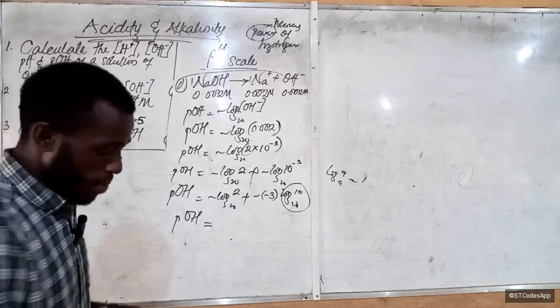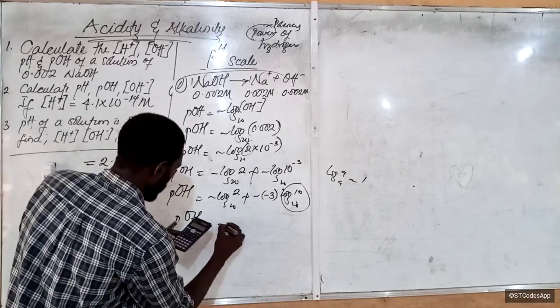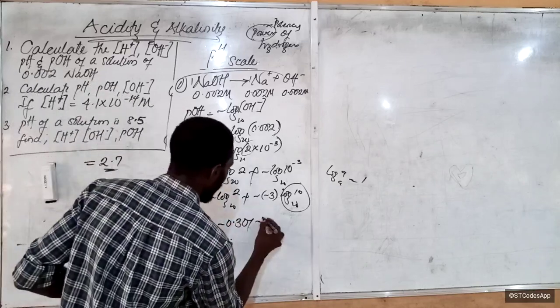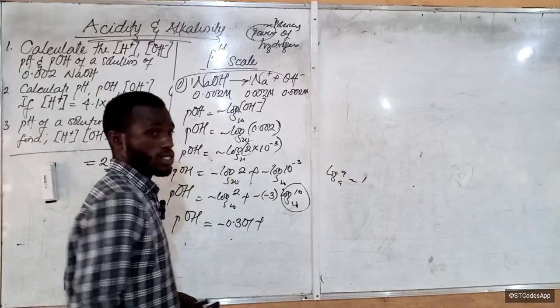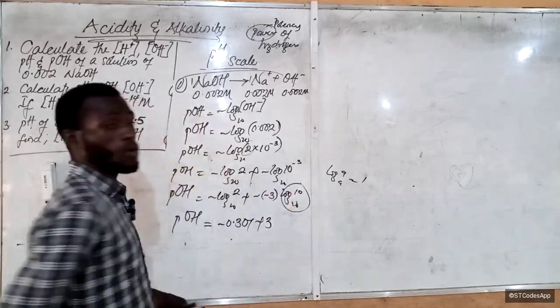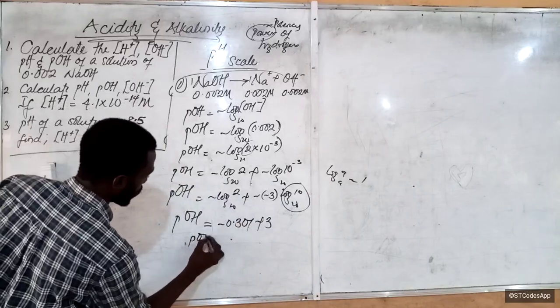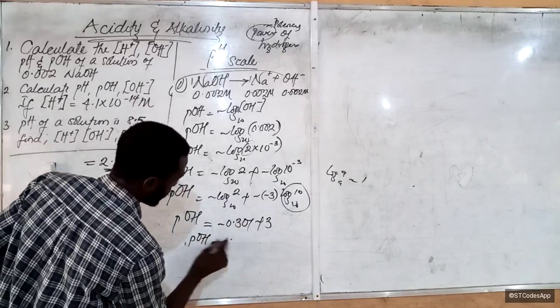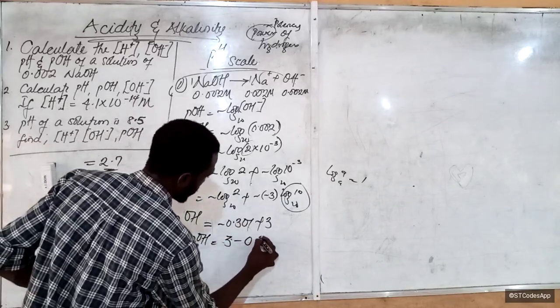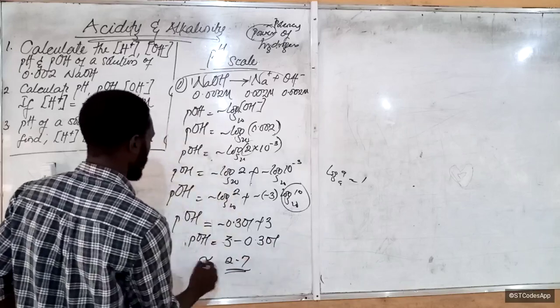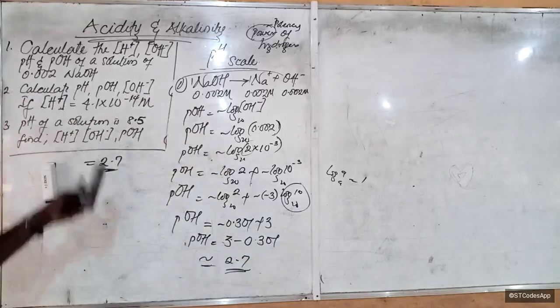That becomes minus 0.301. All right. Now this becomes plus, minus by minus is plus, so plus 3. This has become 1 using this principle of logarithm. So we have pOH will be equal to 3 minus 0.301, and you have 2.7 approximately. All right, which was our answer here.